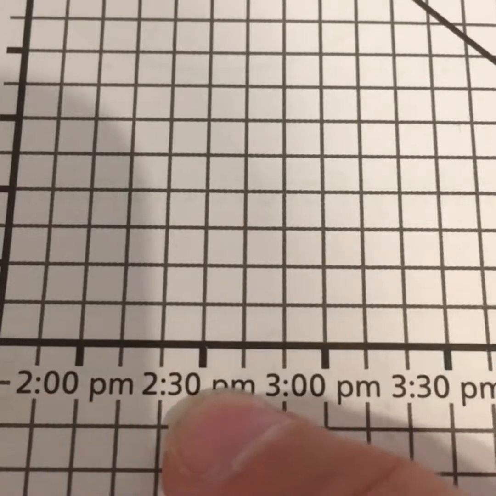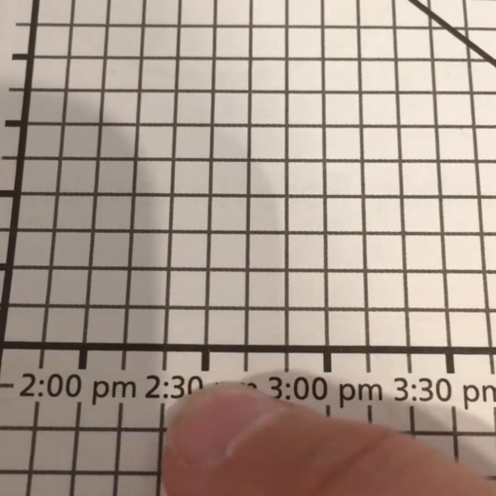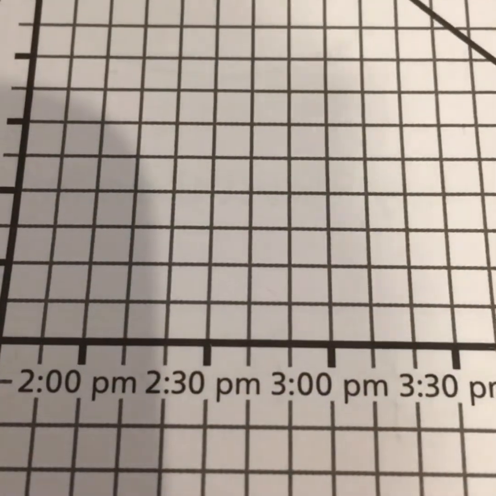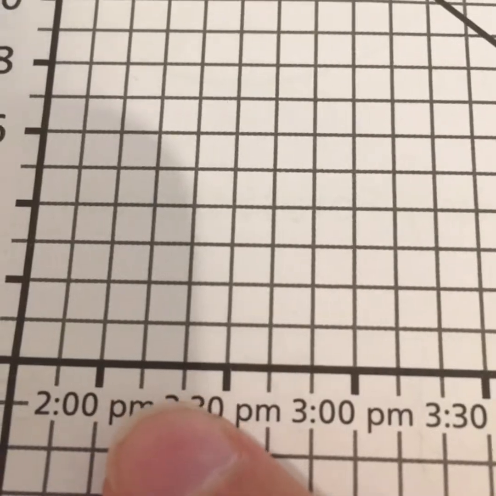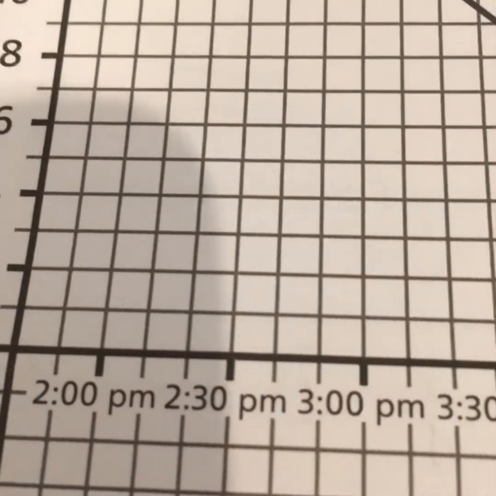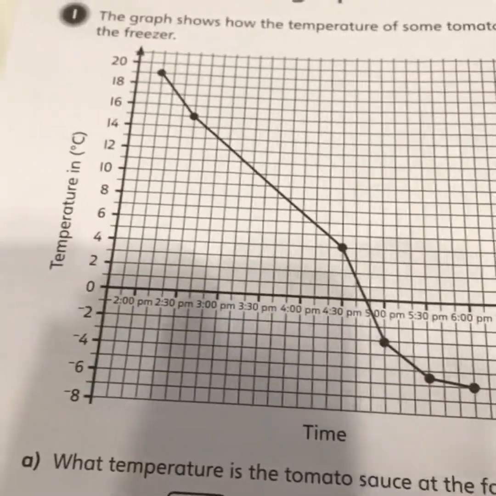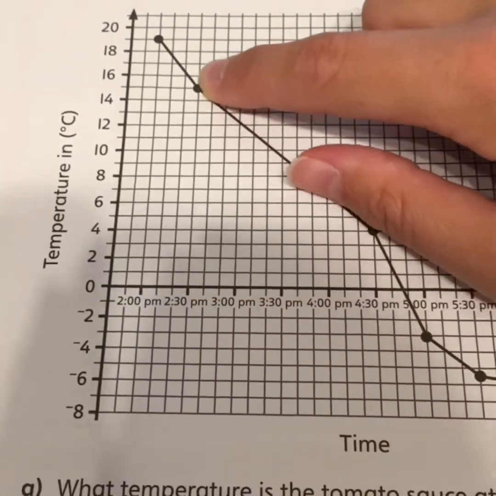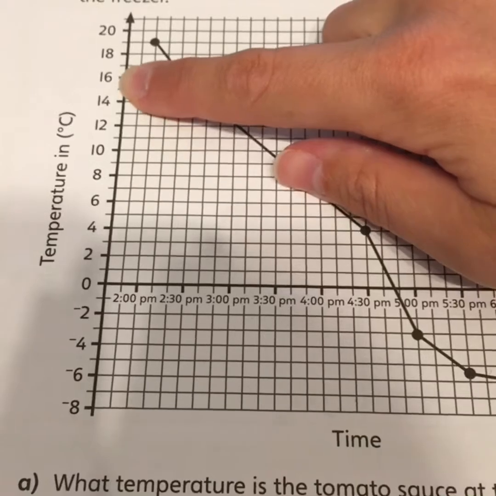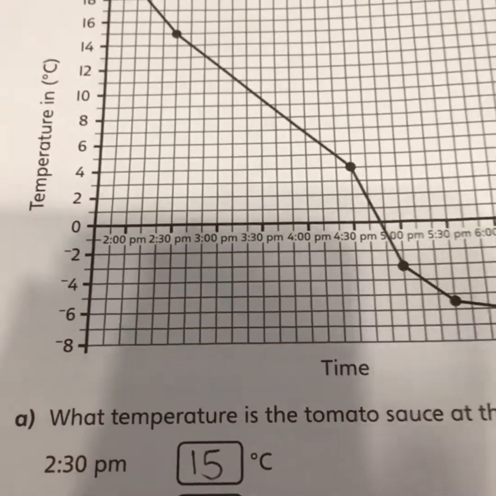So the whole would be half an hour, and there's 3 intervals. So if the whole thing's half an hour, there's 3 intervals. Each interval should be 10 minutes. So you'd have 2 o'clock, 10 past 2, 20 past 2, 30 past 2, or half past 2. So question 1 was, what temperature is the tomato sauce at the following times? So 2:30, nice and easy. You go straight up. It's on a grid line. Go across. In between 14 and 16 would be 15 degrees.